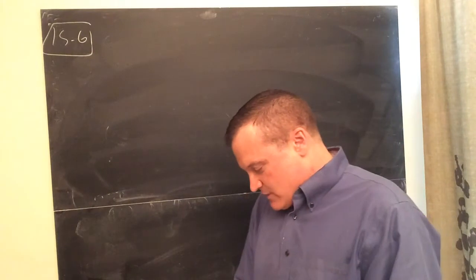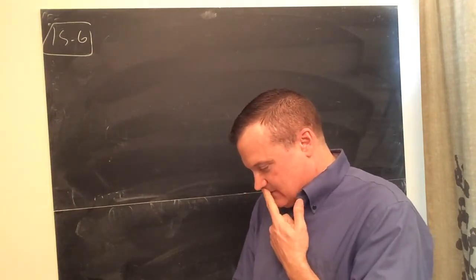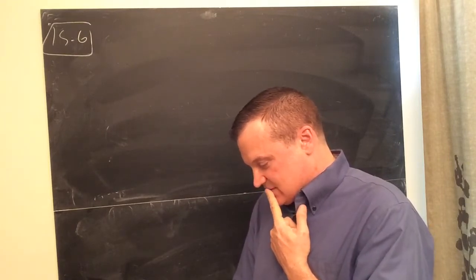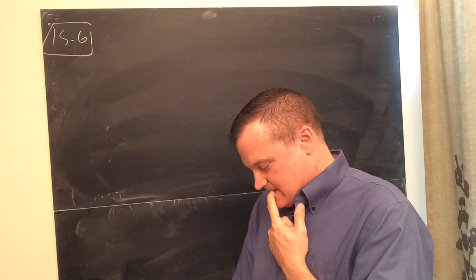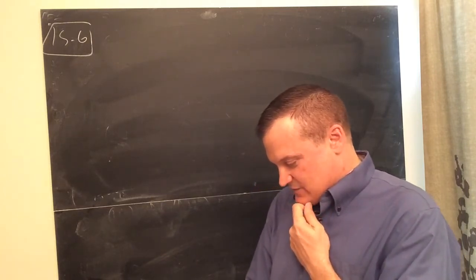So I got copper 1 bromide, and bismuth sulfide, and copper iodate. Calculate the solubility. If I give you the solubility, calculate the constant, and then calculate the solubility.